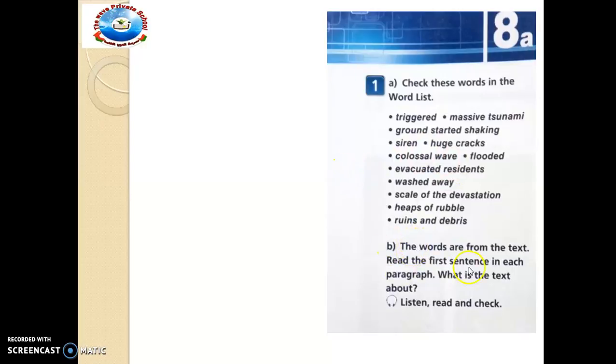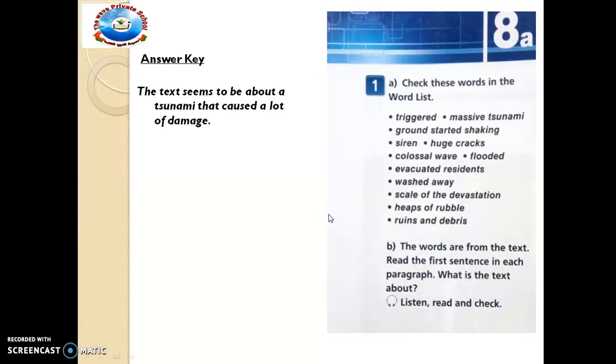And B says the words are from the text. Read the first sentence in each paragraph. What is the text about? Okay, let's see that. Yeah. The text seems to be about a tsunami that caused a lot of damage. Good. So, I want you to please do not forget to write the meaning of these words. Check your word list. Okay?